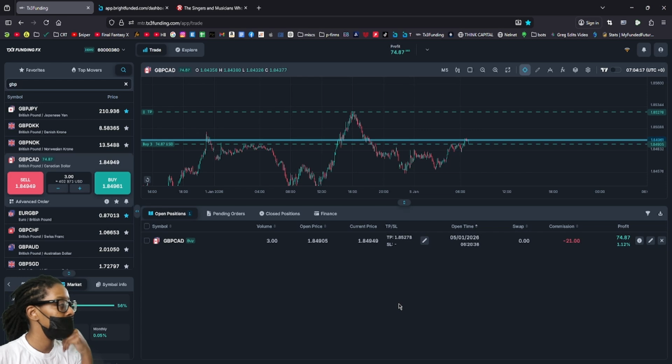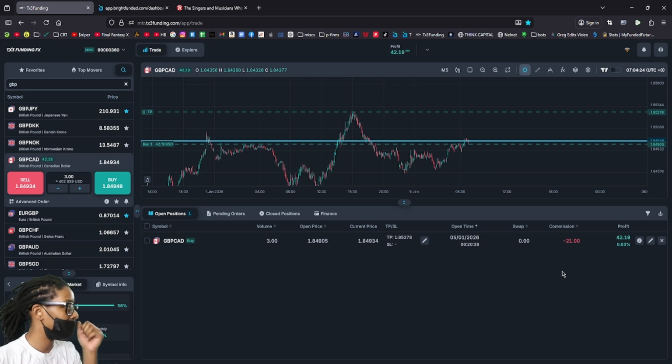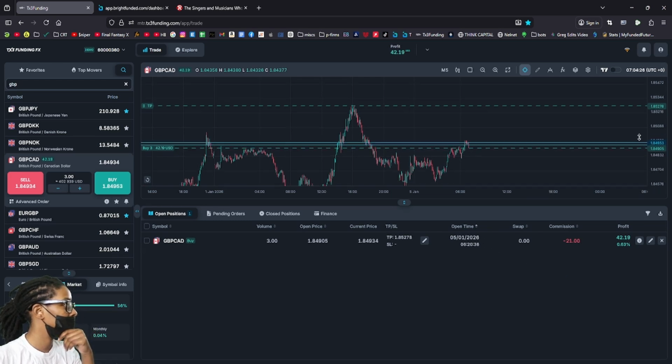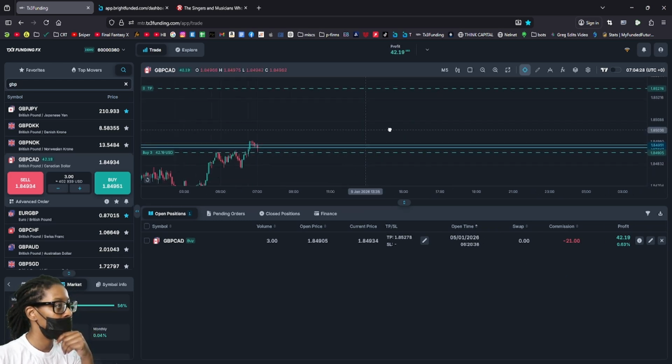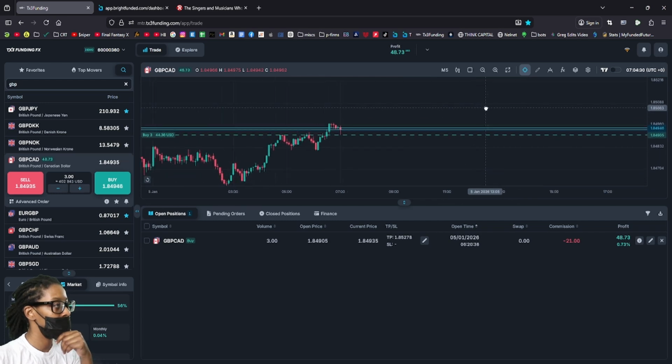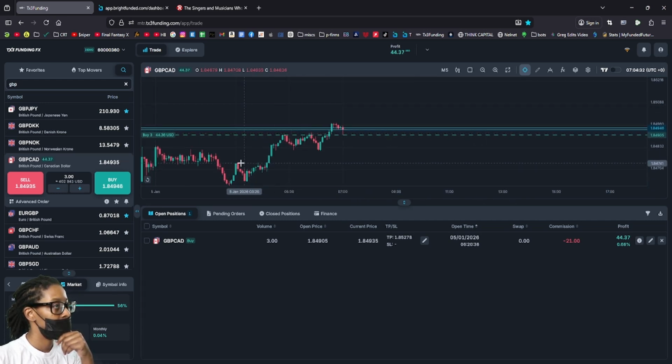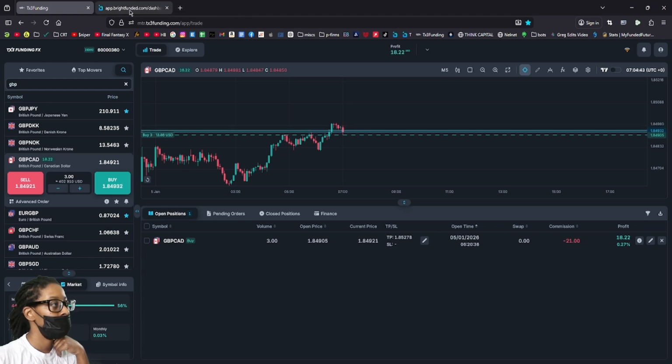Alright. So we're floating, for GBP CAD, we're floating in between 50 and 70. At one point it was 103. So we're just floating right now. And let me get rid of this. Yeesh.